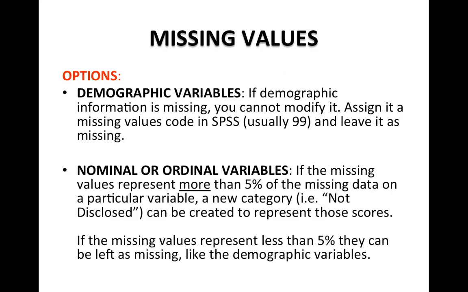If you run into nominal or ordinal variables, and the values represent more than 5% of the missing data on a particular variable, and again, the frequency table is going to tell you what percentage of the data is missing, you can create a new category of people who are not disclosed and examine them separately. However, if the missing data represents less than 5%, they can be left missing like the demographic variables. So you can just leave it, and that's fine.